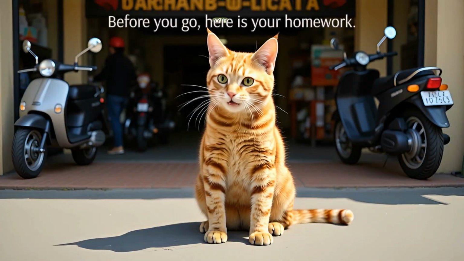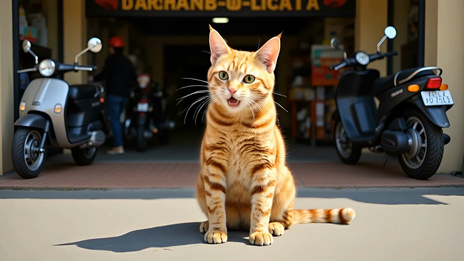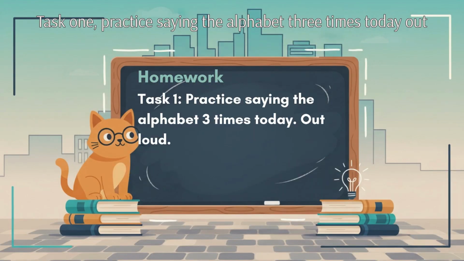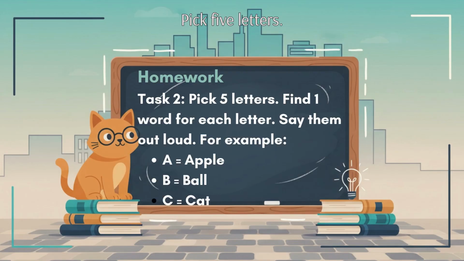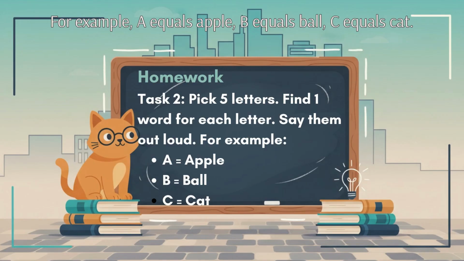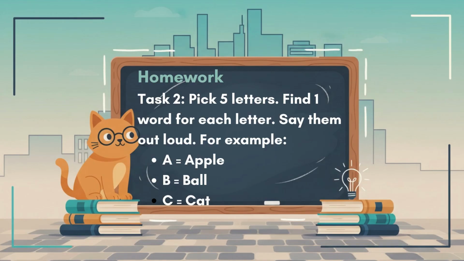Meow. Before you go, here is your homework. Task 1. Practice saying the alphabet 3 times today, out loud. Yes, people might look at you weird. Who cares? Task 2. Pick 5 letters. Find 1 word for each letter. Say them out loud. For example, A equals apple, B equals ball, C equals cat.